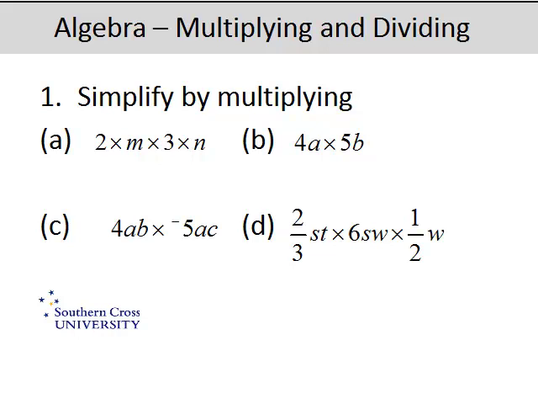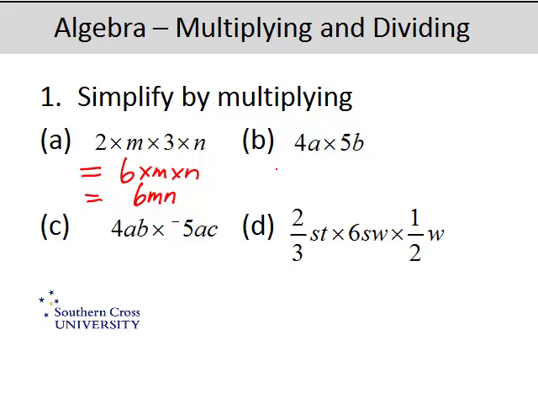In this video, we're going to be multiplying and dividing algebraic terms or variables. So in the first one, we've got something simple like 2 times m times 3 times n. And we can multiply the numbers, just numbers multiplied: 2 times 3 is 6, times m times n. But then we don't need to have those times signs there, because remember in algebra times signs can be implied, so the answer is just 6mn.